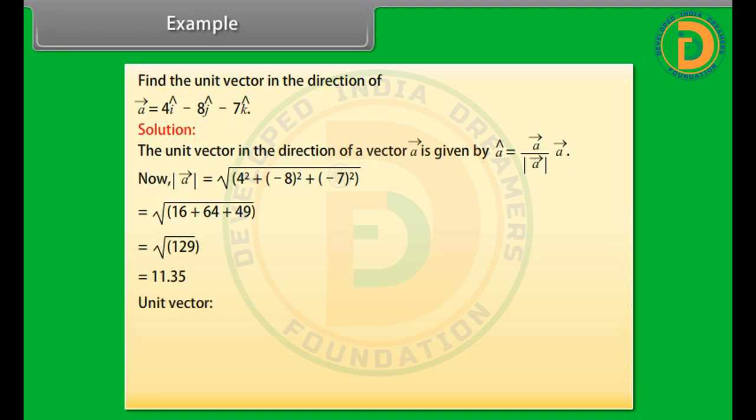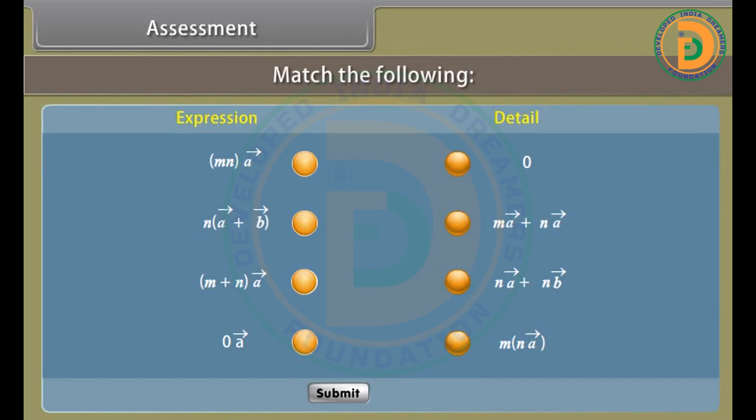Unit vector A equals 1 by 11.35 into 4 cap i minus 8 cap j minus 7 cap k. Unit vector A equals 4 cap i by 11.35 minus 8 cap j by 11.35 minus 7 cap k by 11.35. Assessment. Before proceeding further, let us know how much have you learned.